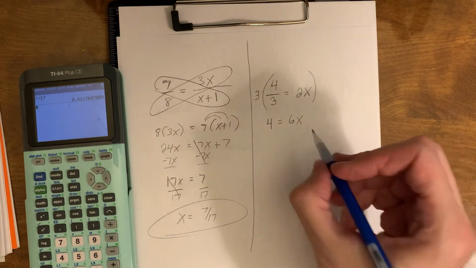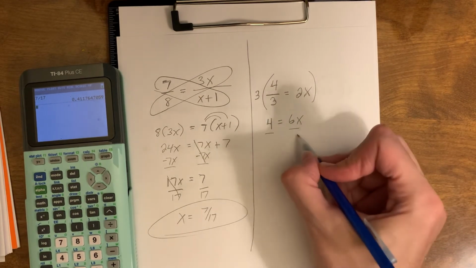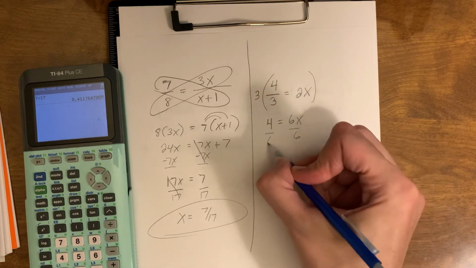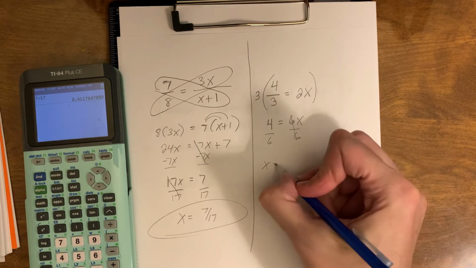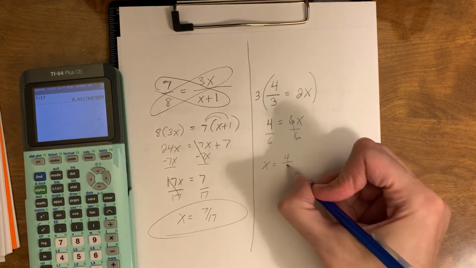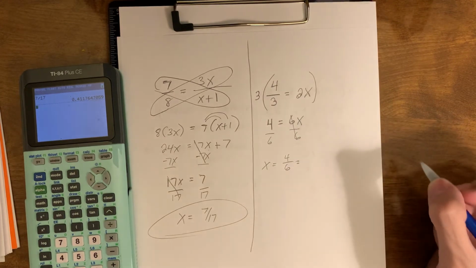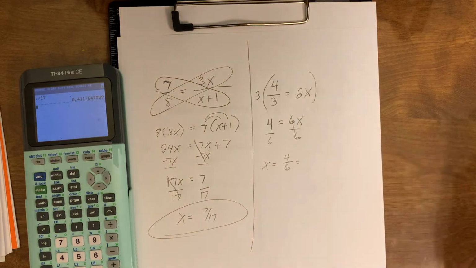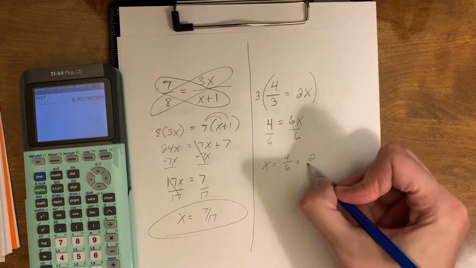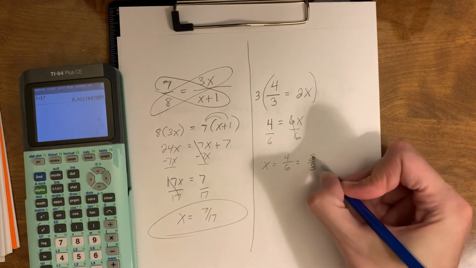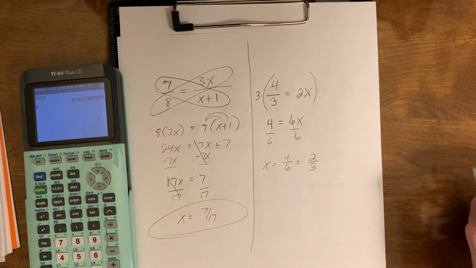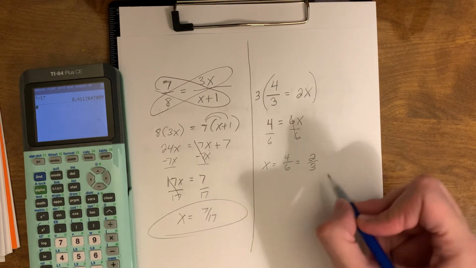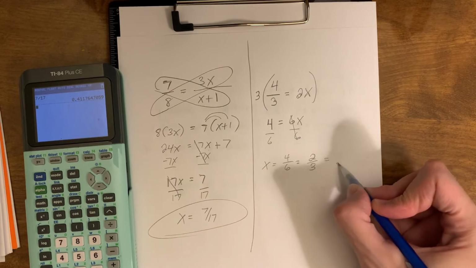Now, to solve the problem, I divide both sides by the coefficient of x, which is 6. And x equals, you could say 4 over 6 right now, but you have to reduce 4 over 6 because it's a fraction that does reduce. You could factor out the number 2, and we get 2/3. 2/3 is the answer.